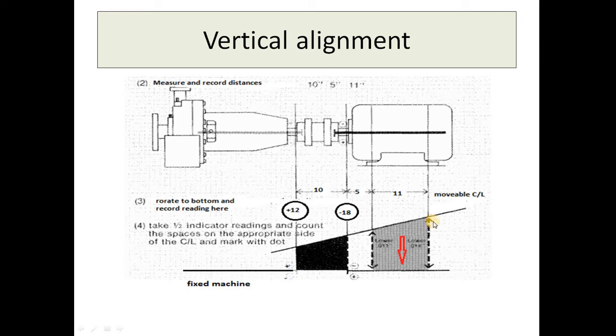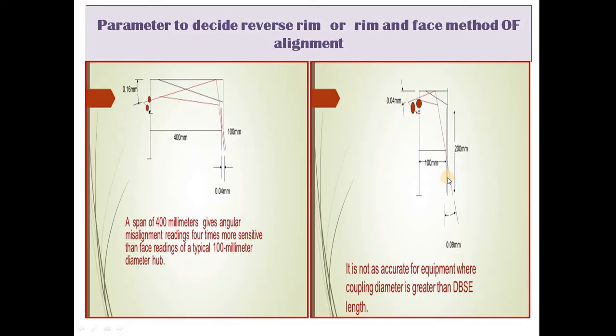You will get the direct measure as per the scale on the graph paper, and then you have to remove this much shim from the rear foot and this much shim from the front foot, and then your vertical alignment will be over. Then this will be perfectly centered with the fixed machine. So for horizontal and vertical, this alignment process is very easy and very easily acceptable to all the millwrights and technicians.